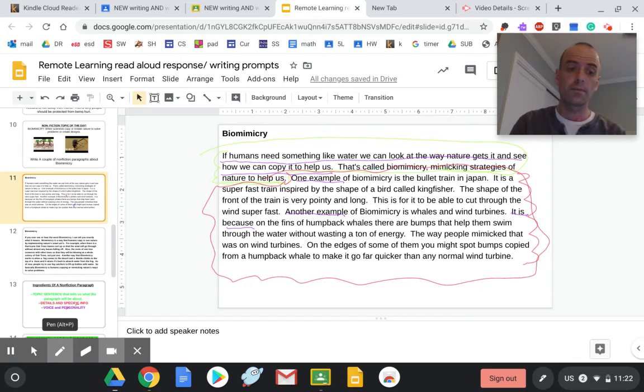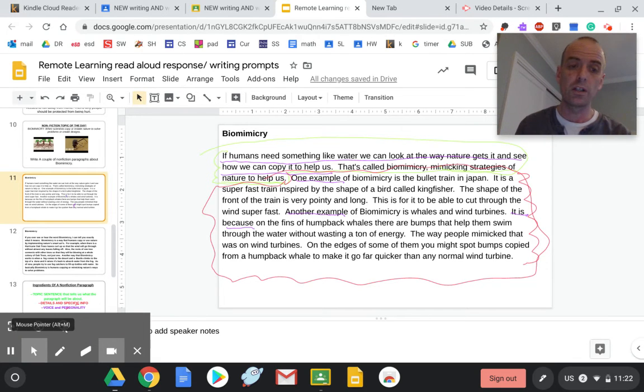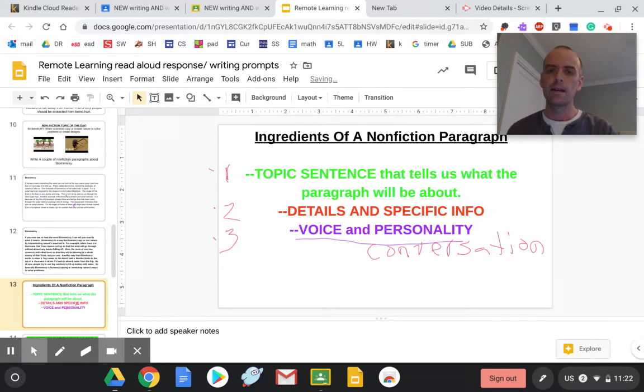Okay? So the key here is when you write a nonfiction paragraph, you need to have a topic sentence that lets me know what your paragraph's about. You need to have details and specific information, and you have to have a little bit of voice, a little bit of personality. Don't go overboard on nonfiction because that'll overshadow your information, but a little bit to make it readable. Okay? I can't wait to read your paragraphs tomorrow.